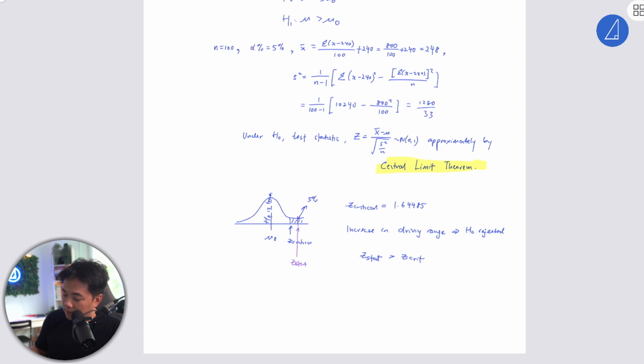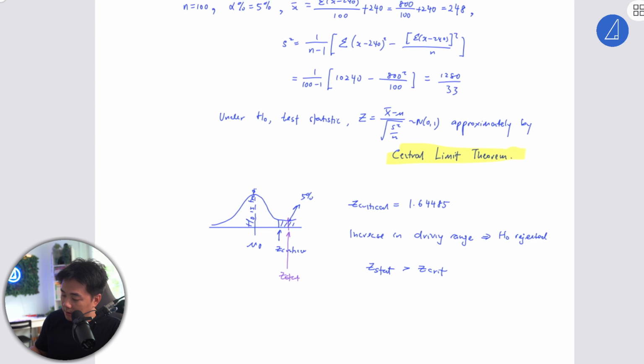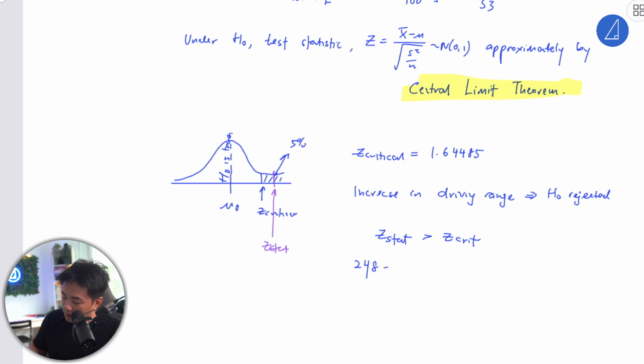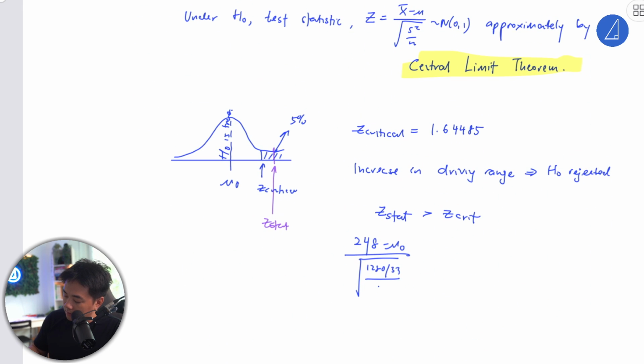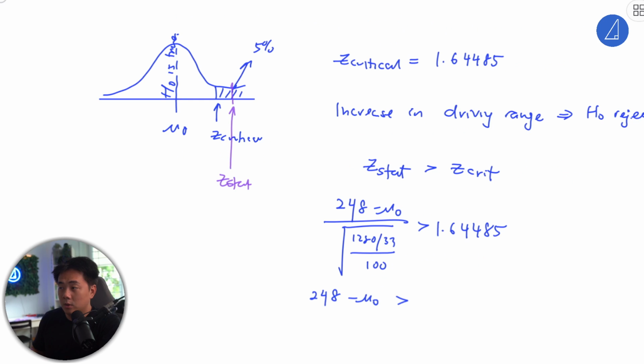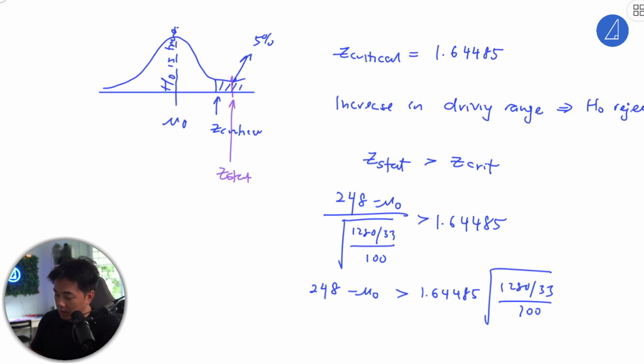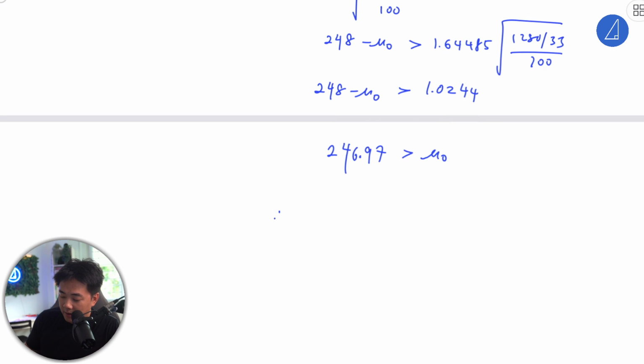Z statistic will be X bar, which is 248, minus mu naught, over the square root of s squared over 100, where s squared is 1280 over 33, more than 1.64485. So what you need to do is just solve this inequality here. Then I'm going to key in the calculator and just solve this. So essentially you could write down, hence mu naught could be less than 246.something, and if you want to be strict, it would be 246.6.